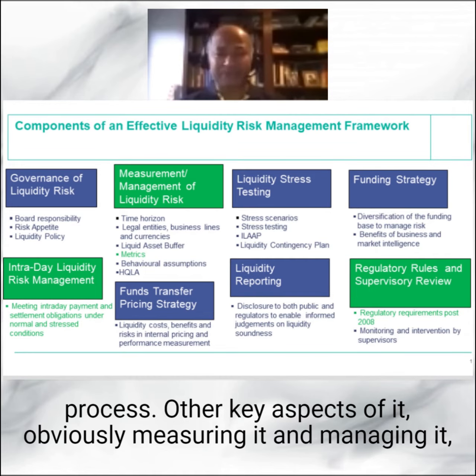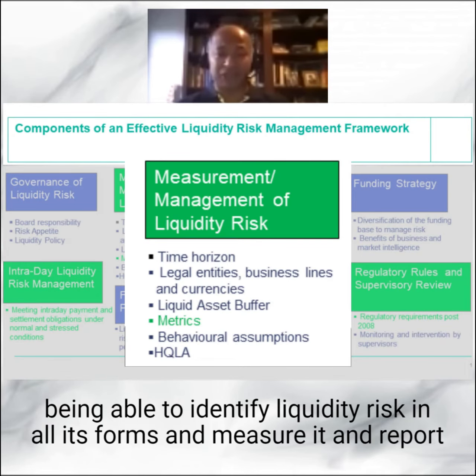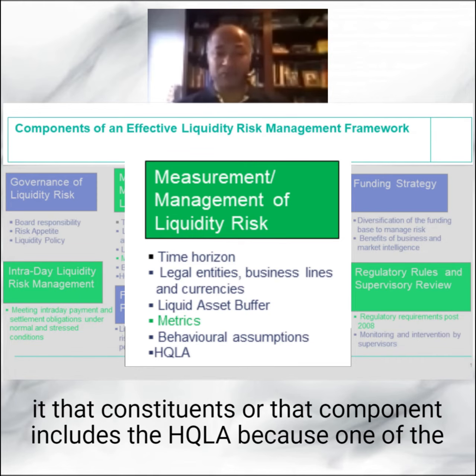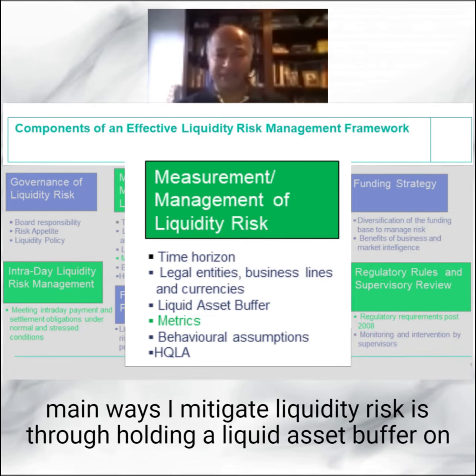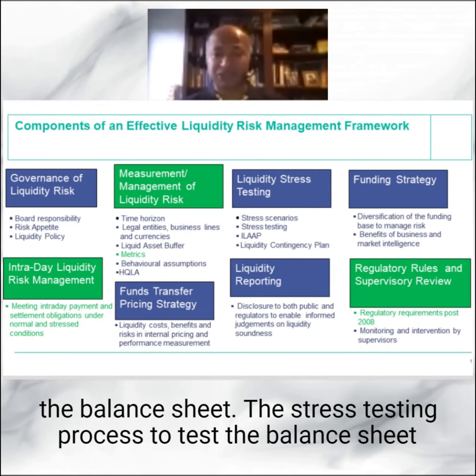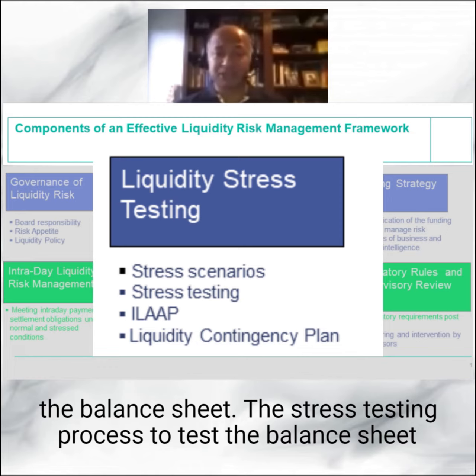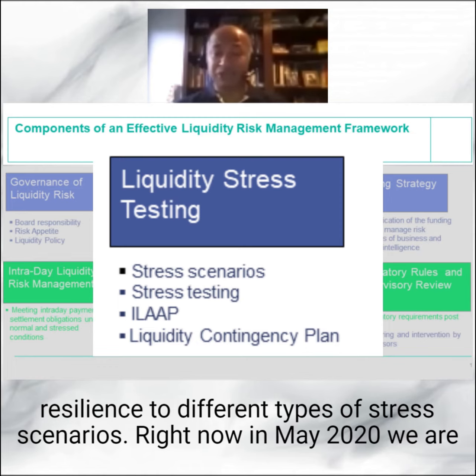Other key aspects of it, obviously measuring it and managing it, being able to identify liquidity risk in all its forms and measure it and report it. That component includes the HQLA, because one of the main ways I mitigate liquidity risk is through holding a liquid asset buffer on the balance sheet. The stress testing process to test the balance sheet resilience to different types of stress scenarios.